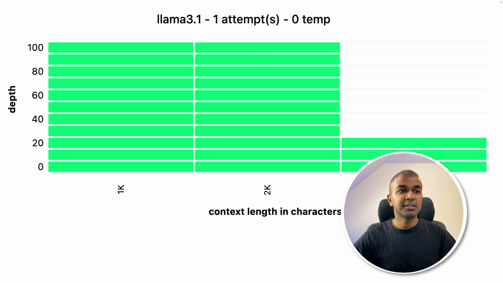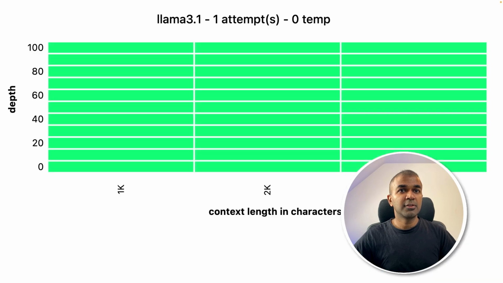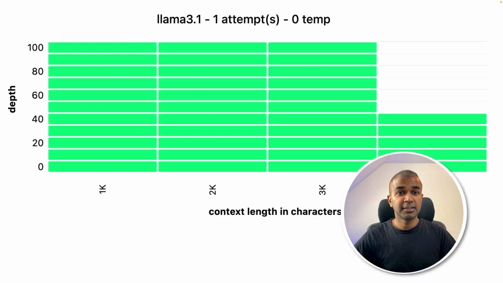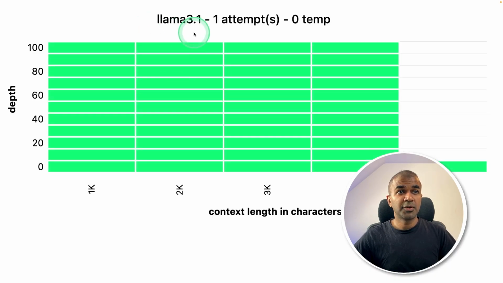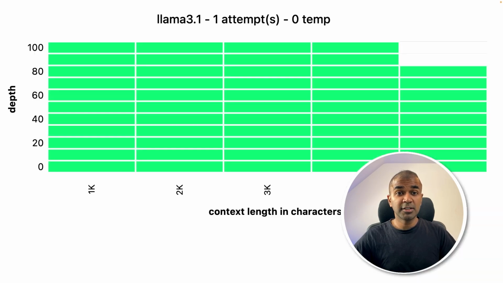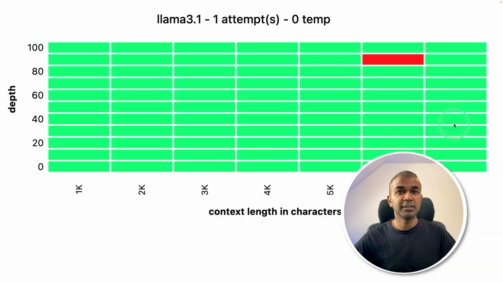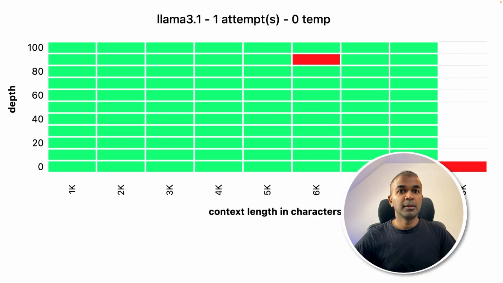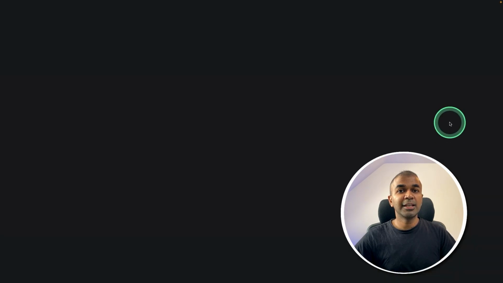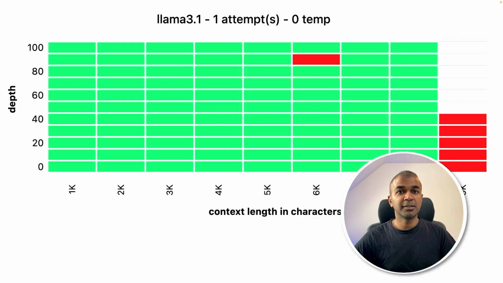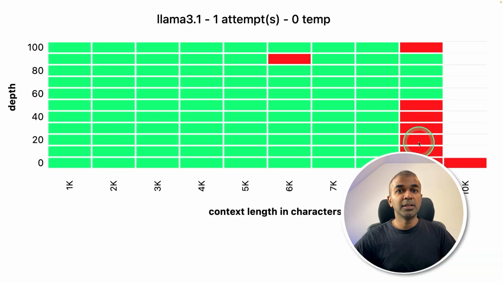Now you can see the test is still going on and the green is increasing at various context lengths. So the context length for llama 3.1 is approximately 8,000. So we'll be seeing the red start coming after the 8,000 point. Now there's a red. Now this is 7,000 context length. Now we are at 8,000. Now we are at 9,000. And you can clearly see the red started coming in. That's because for llama 3.1, the context length is only 8,000. And from 9,000, it's red.